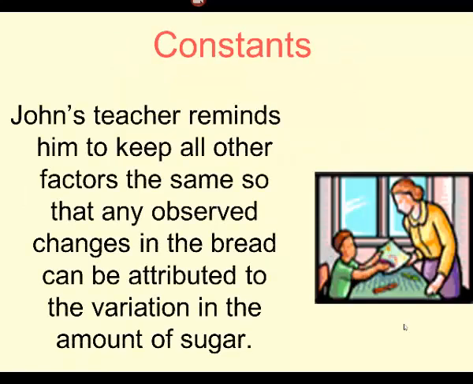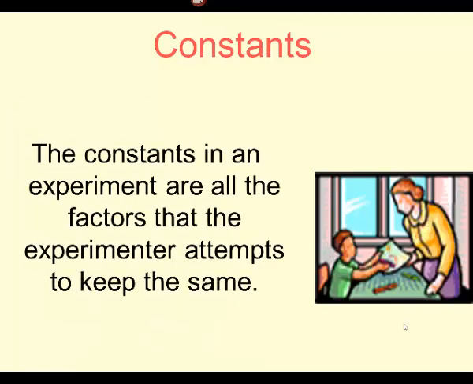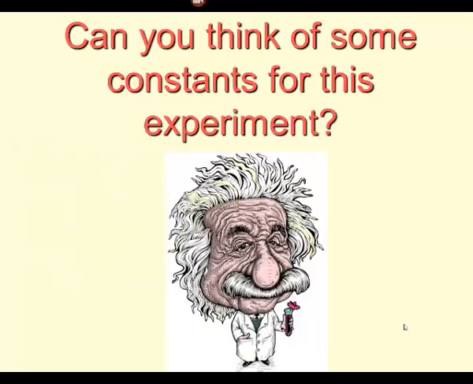John's teacher then reminds him to keep all other factors the same, so that any observed changes that occur in the bread come only from the changes that he has created with the amount of sugar. The constants in an experiment are all the factors that the experimenter attempts to keep the same. So can you think of some constants for this experiment? There are numerous constants for this experiment. Take a couple of seconds, think about some of the things that are going to stay the same in this experiment, the things that are constant.